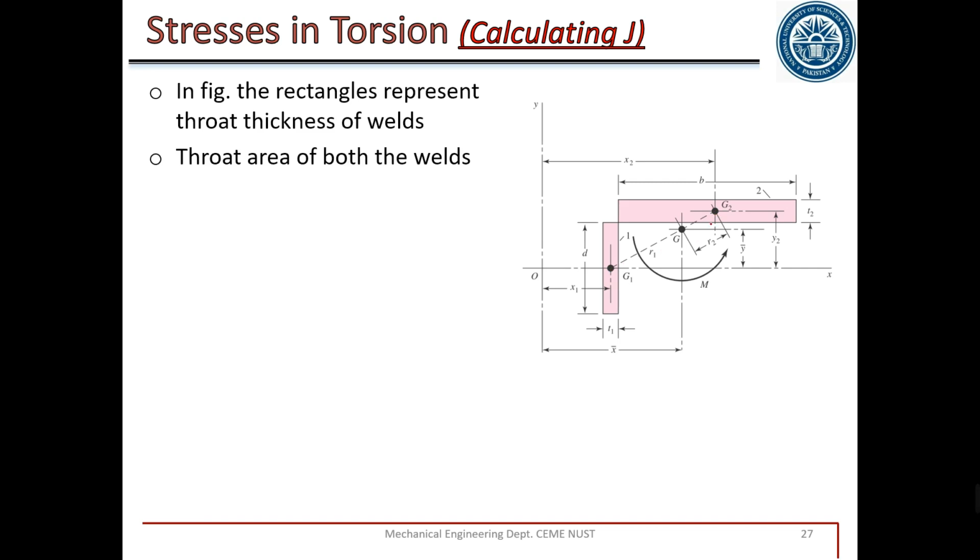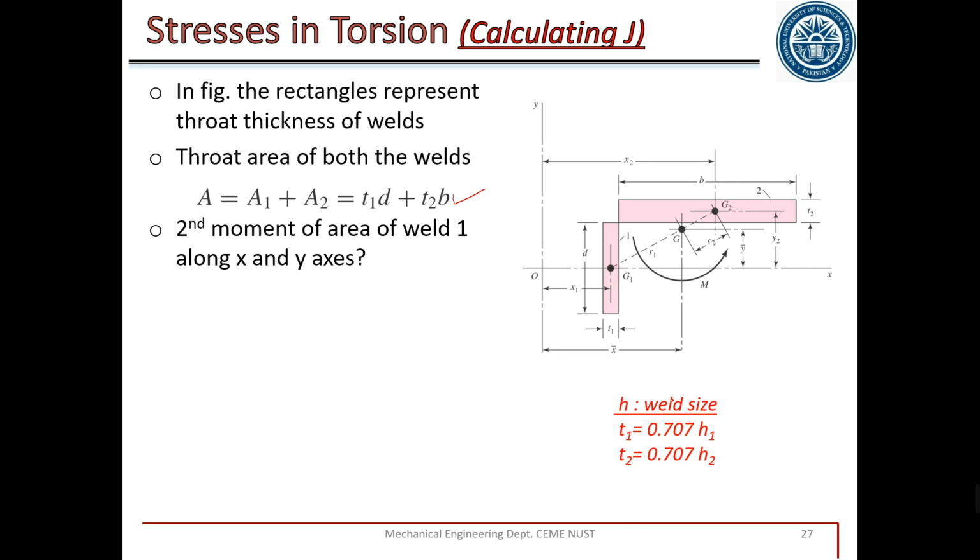Throat area, what will be the throat area? Area of this weld will be T1 into D, and for this weld it will be T2 into B. So total area of weld will be this, that I have already told you. Either you write sine 45, cos 45 or 0.707.